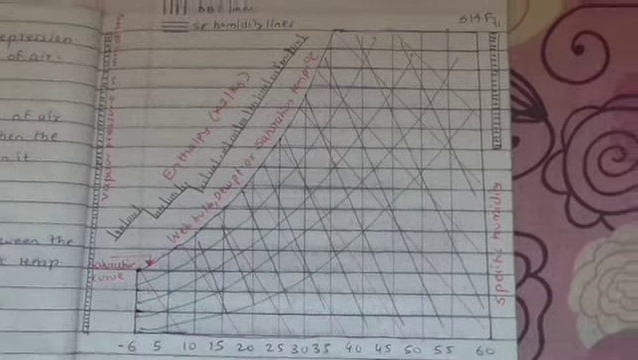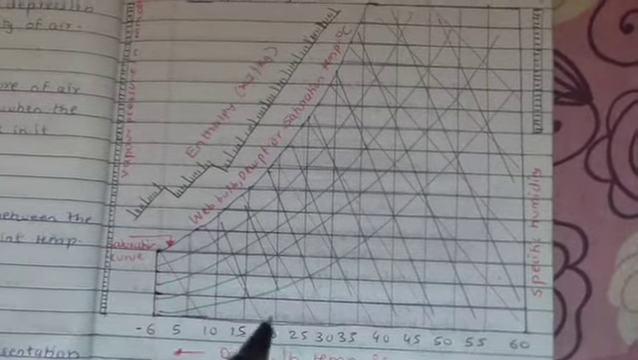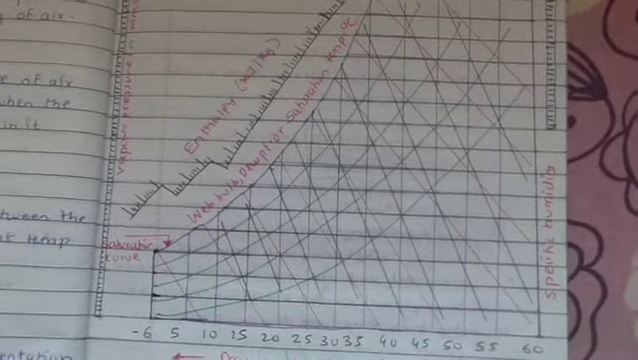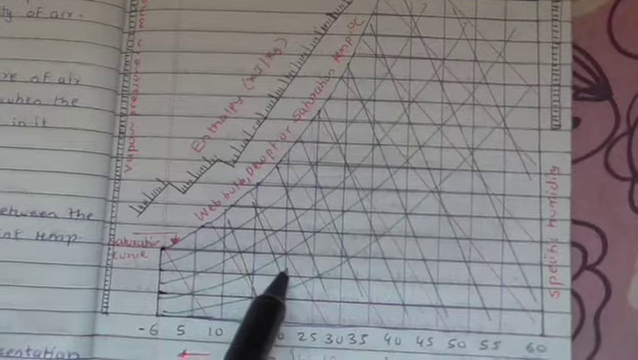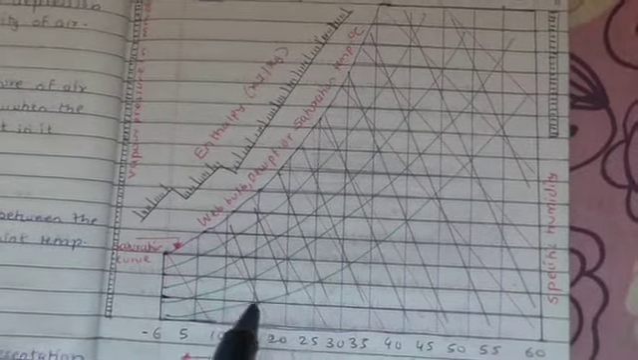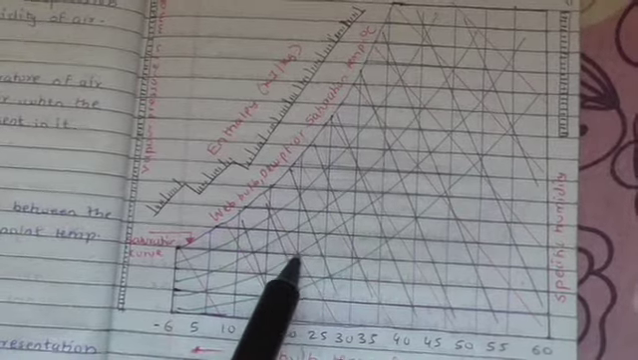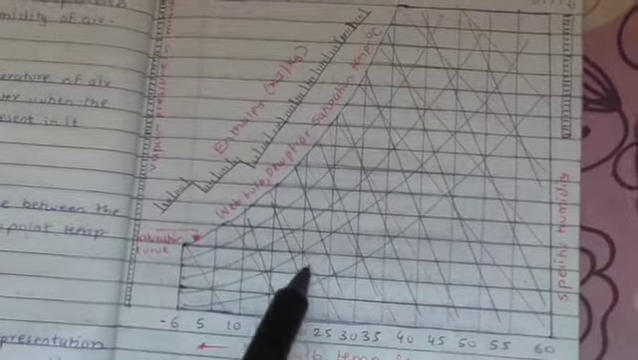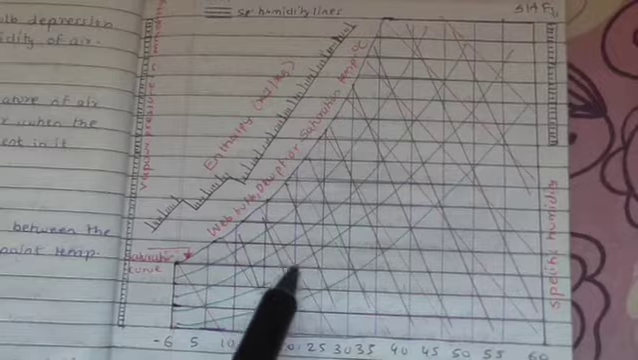So for plotting any point on the psychrometric chart, we require two properties of air. Once we get point number 1, which we have drawn with the help of DBT 20 and WBT 15, we can get all the other parameters from that point on the chart.